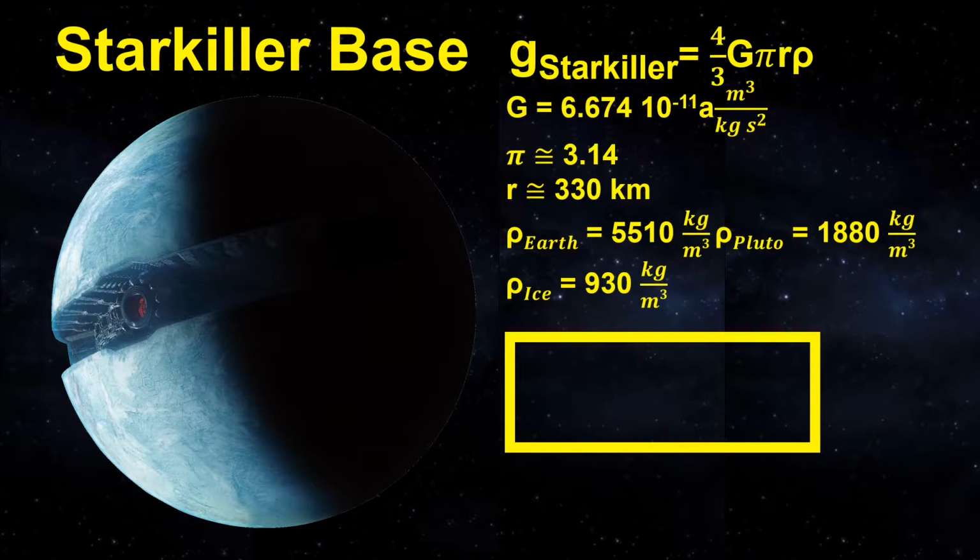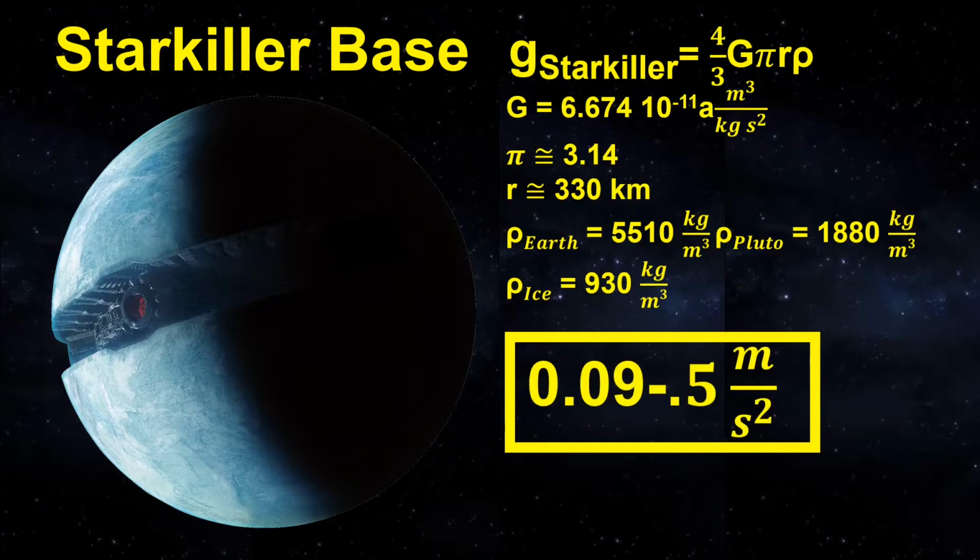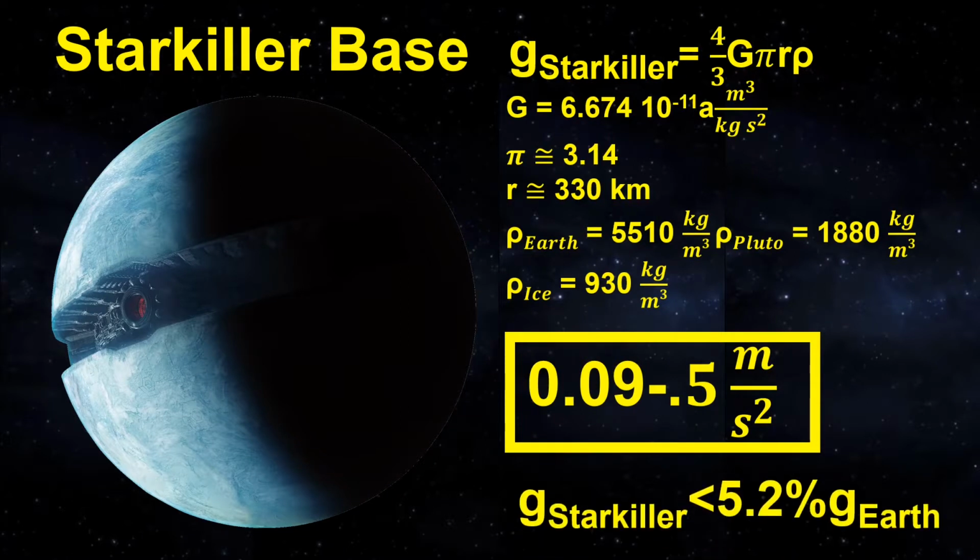We do have to take a guess as to the density of Starkiller Base. It could have the density of Earth as a planet, or it could have perhaps the density of Pluto, since it's supposed to be an ice planet. It could also have the density of ice, since Ilum is a planet of ice. These are all potentially equally probable. This gives us a big range, but a maximum acceleration due to gravity of 0.5 meters per second squared. This equates to roughly 5% or less of Earth's gravity.